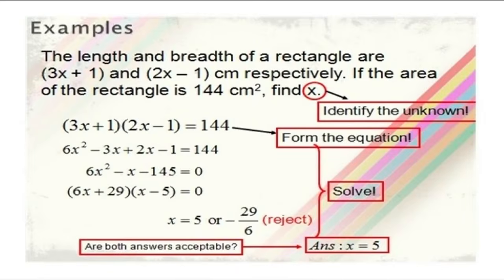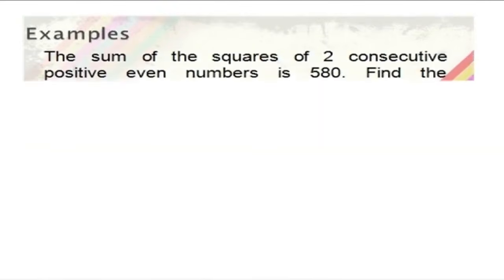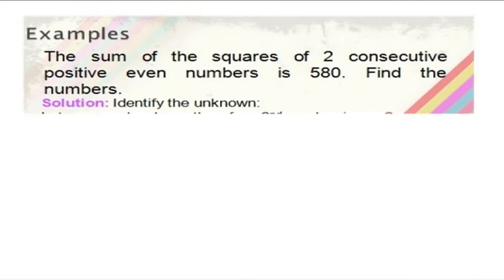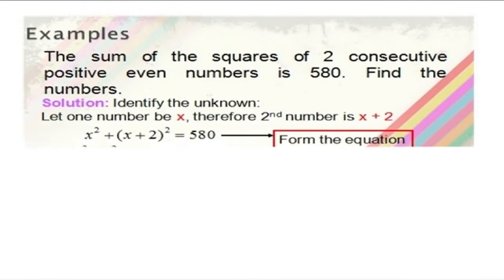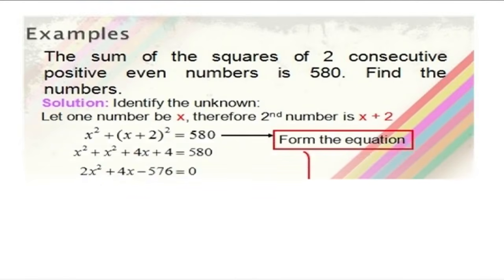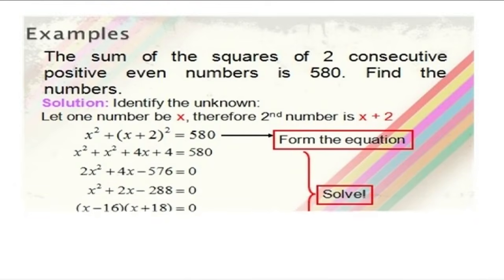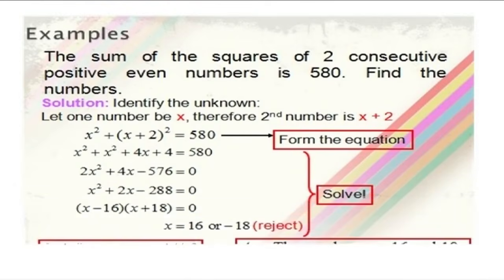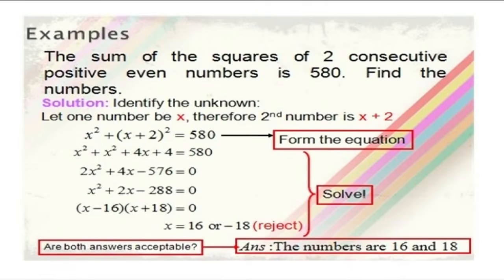Now we take another example. The sum of the squares of two consecutive positive even numbers is 580. Find the numbers. That means find these two consecutive positive even numbers. At first you have to identify the unknown quantity. Let one number be x, therefore the second number will be x plus 2, because these are two consecutive positive even numbers.